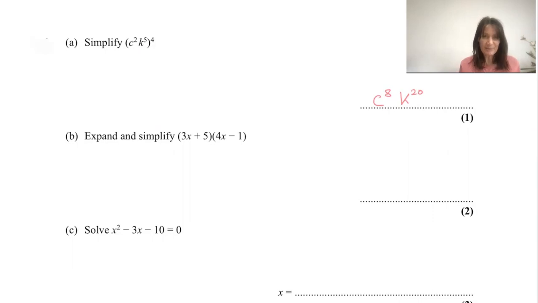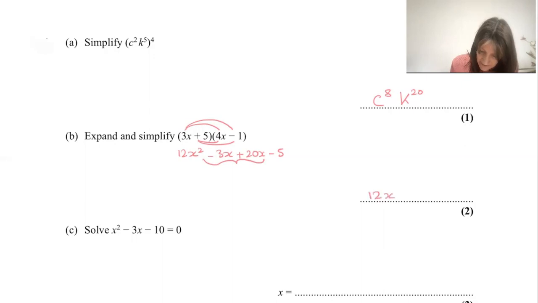For expand and simplify, we use crab's claw. So 3x times 4x is 12x squared. Be mindful of any negatives. 3x times minus 1 is minus 3x. We've got 5 times 4 is 20x. And again, careful of that negative. 5 times negative 1 is going to give us that minus 5. The middle will collect up. So my final answer is 12x squared. If I'm at minus 3 and I add 20, I'm going to end up at positive 17. And that would be the answer for this one.